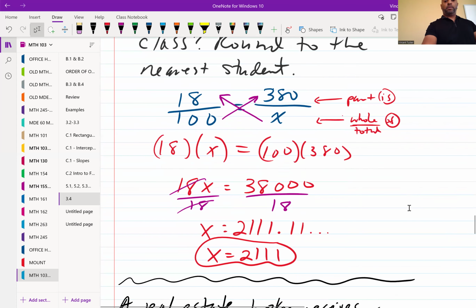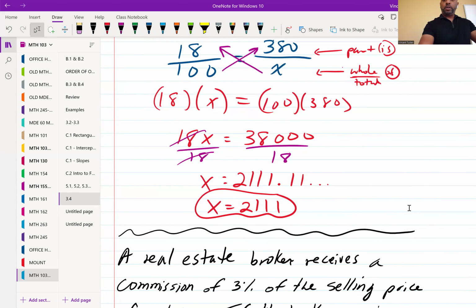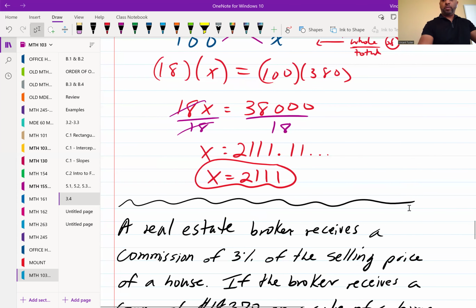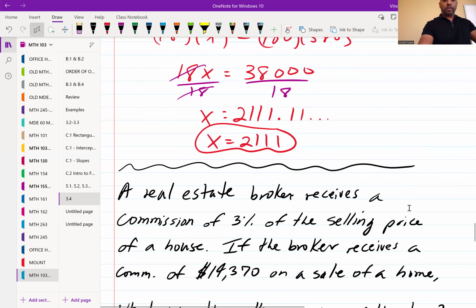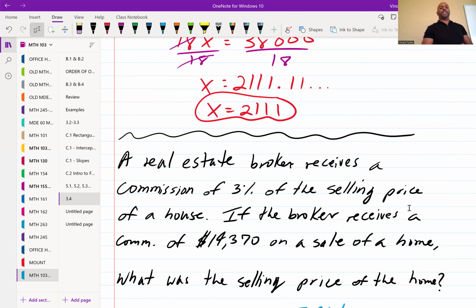Again, we'll look at another one. We got two more, this one and one more, and then that'll be it. So a real estate broker receives a commission of 3% of the selling price of a house. If the broker receives a commission of $14,370 on a sale of the home, what was the selling price of the home?